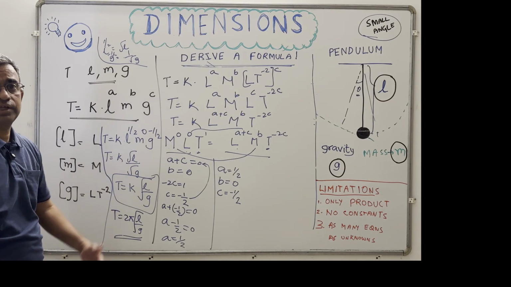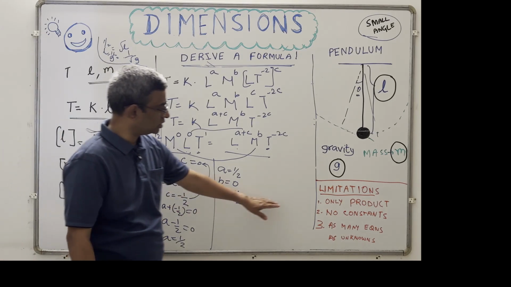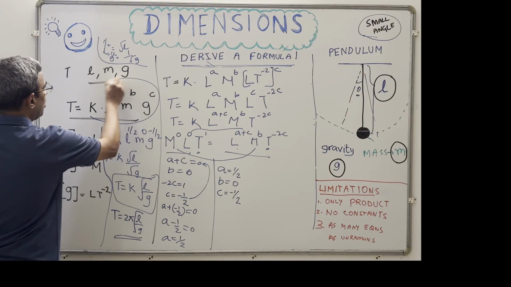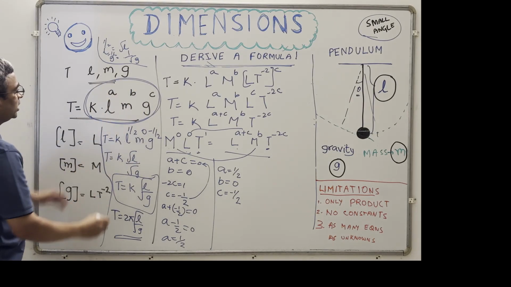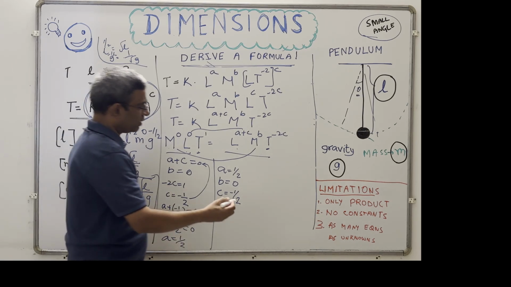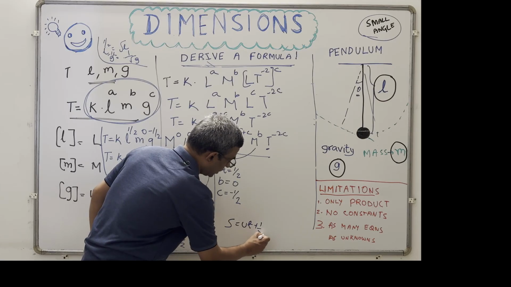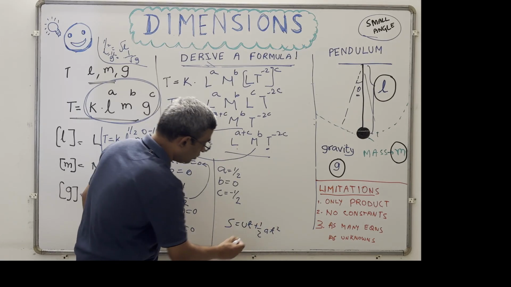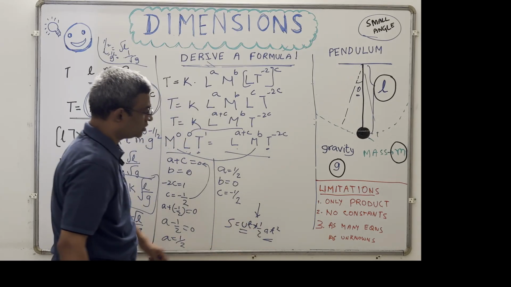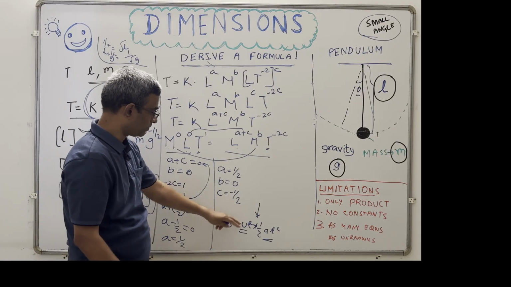Now does this mean we can derive all formulae like this using dimensions? No, there are limitations. See here, luckily this was a product equation. All the dependent quantities L, m and g, they are products, so we were able to find out. Earlier we saw some equation, s is equal to ut plus half at square. This is the distance travelled. Now if you look, there are two products being summed up. So this kind of formula we cannot derive using dimensions.